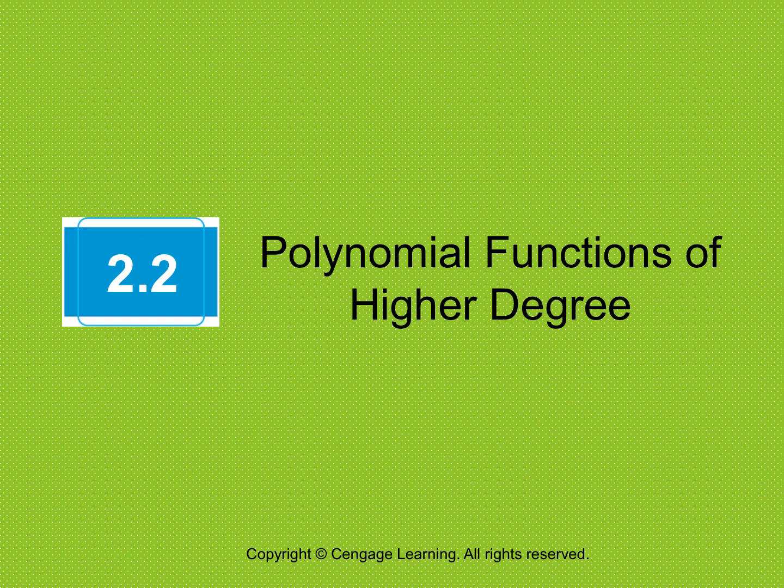So in 2.1, we talked about graphing quadratic functions. So quadratics were x squared. In 2.2, we're going to graph polynomial functions. So polynomial is going to be anything higher than x squared, so higher degree functions.